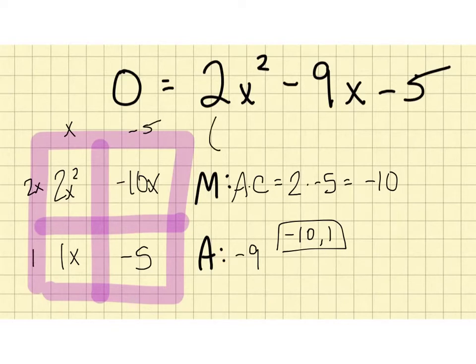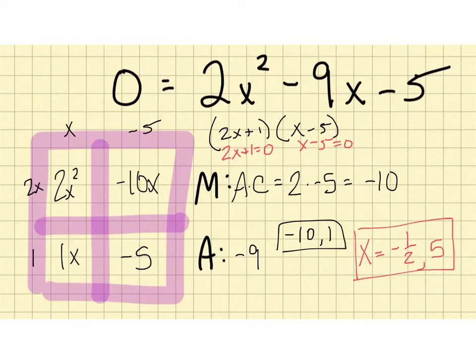So instead of 2x squared minus 9x minus 5, I have 2x plus 1, and I have x minus 5. And once again, if 2x plus 1 equals 0, or x minus 5 equals 0, I can solve each of those. It's going to take a little bit more work, and I'm going to get -1/2 for the first one. The second one I'm going to get +5, and those are my two solutions.